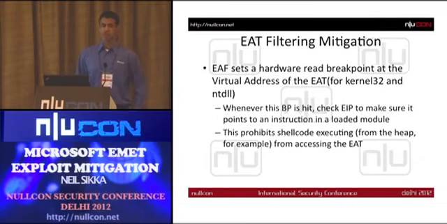So our mitigation for that is to set a hardware read breakpoint at the virtual address of the export address table. This is for both the kernel32 and the NTDLL modules. When the process tries to read that address, we hit the hardware read breakpoint, and then EMET performs a check at that point. It checks that the current program counter, the EIP register on x86, is pointing in a valid module and not on the heap or the stack, because executable code is in modules.